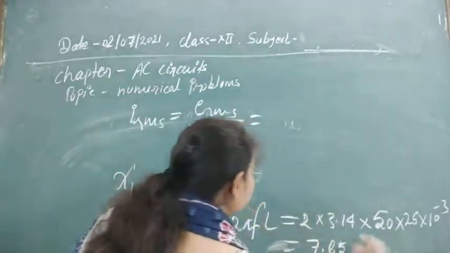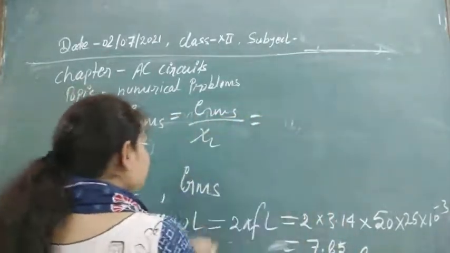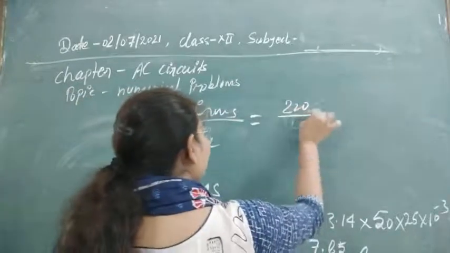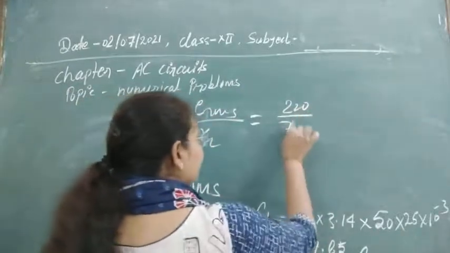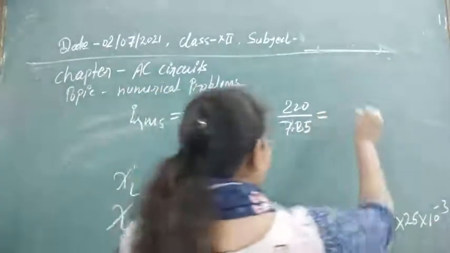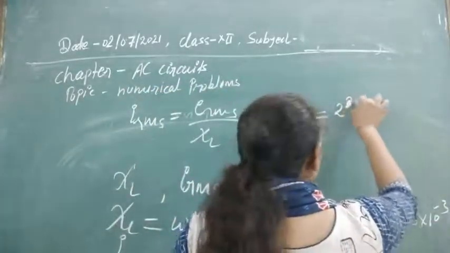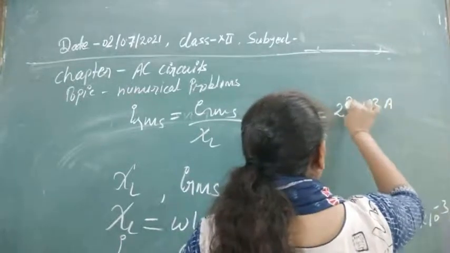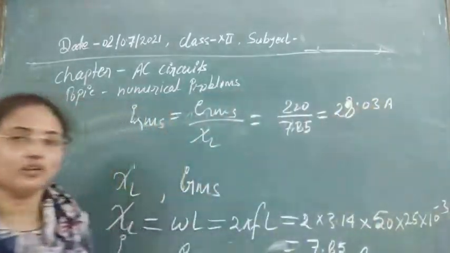This is in ohm. And ERMS is given in our question, this is 220 volt. Chi L we have calculated, this is 7.85 ohm. Finally, if you solve this equation, then we get this ampere of current as the RMS value of the current.